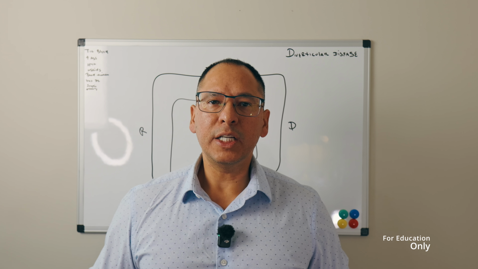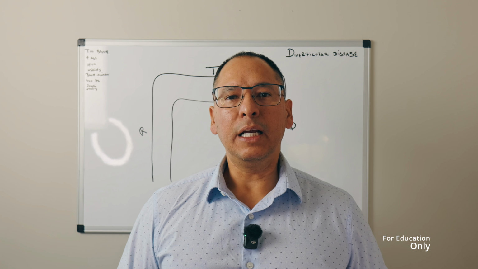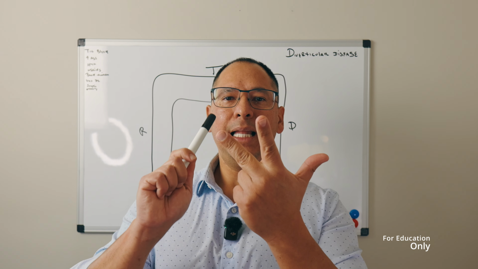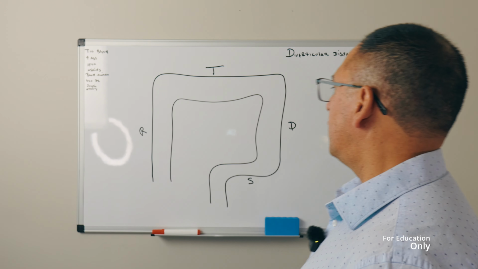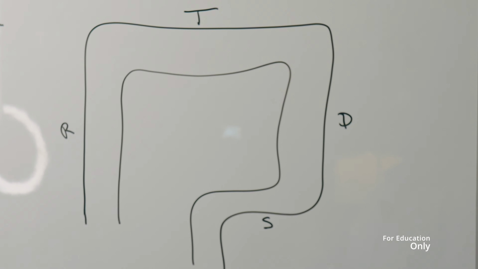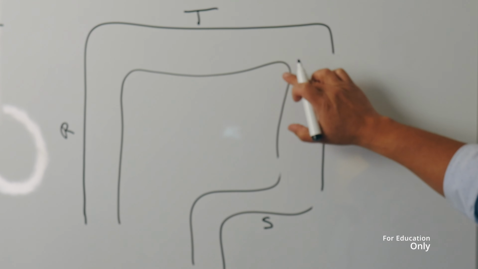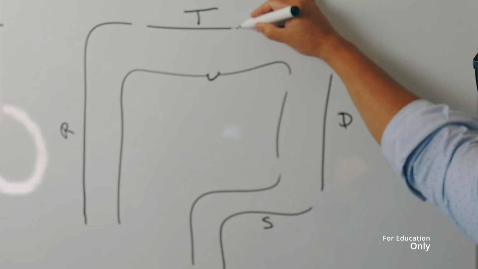Today we are going to touch base on diverticular disease. Diverticular disease includes diverticulosis, diverticulitis, and diverticular bleeds. Let's go ahead and show you here on the board. Diverticulosis is when the colon has pockets, and the pockets look like this.